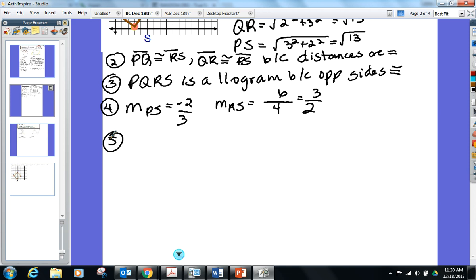Using these, no, I'm not ready to say it's a right angle yet. What did you just learn about RS and PS? They're perpendicular. RS is perpendicular to PS because the slopes are negative reciprocals. We're almost home.